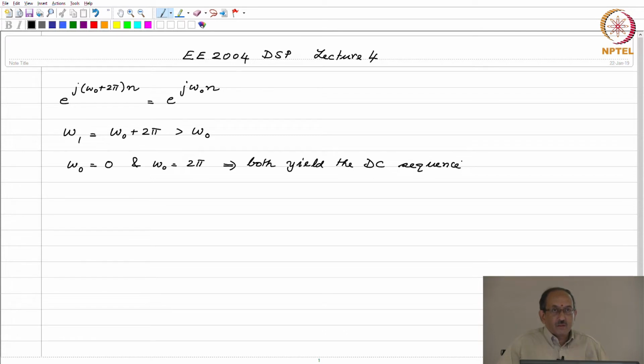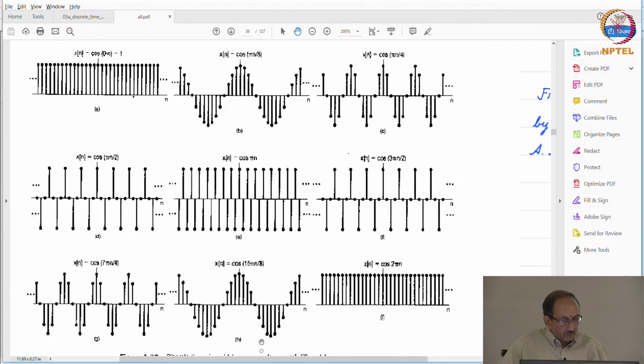But as omega naught increases, you expect the rapidity of the oscillations to increase, but it looks like it is going to slow down at some point and come back to the DC sequence, and this is easily seen in this example. So this is from Oppenheim's book. We are looking at the cosine signal here. This is omega naught being 0, and then the frequency is increasing as we go along. This is cos pi n by 8, this is cos pi n by 4, and so on, and this is cos pi n by 2, and this is cos pi n.